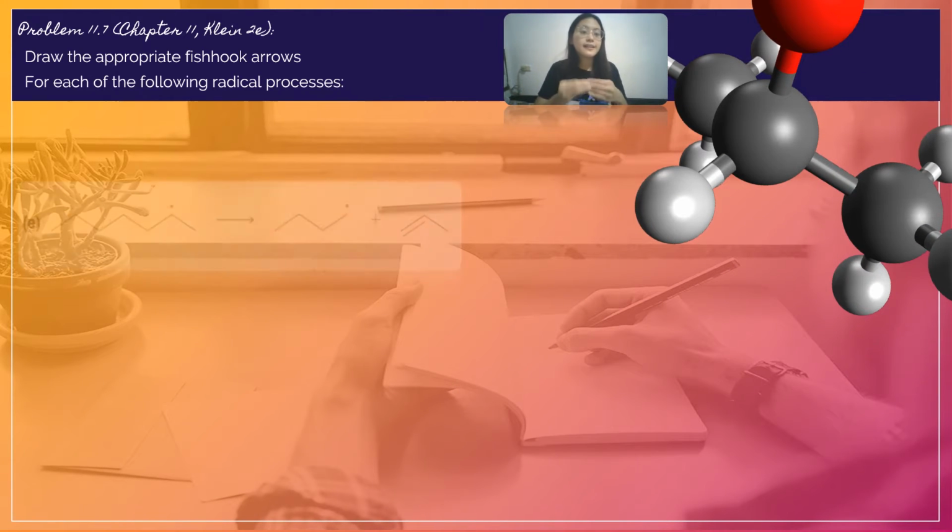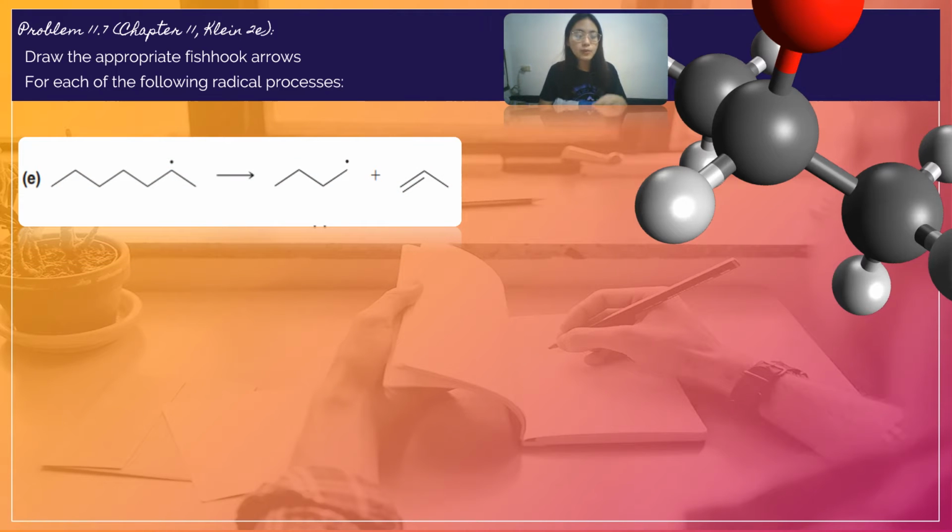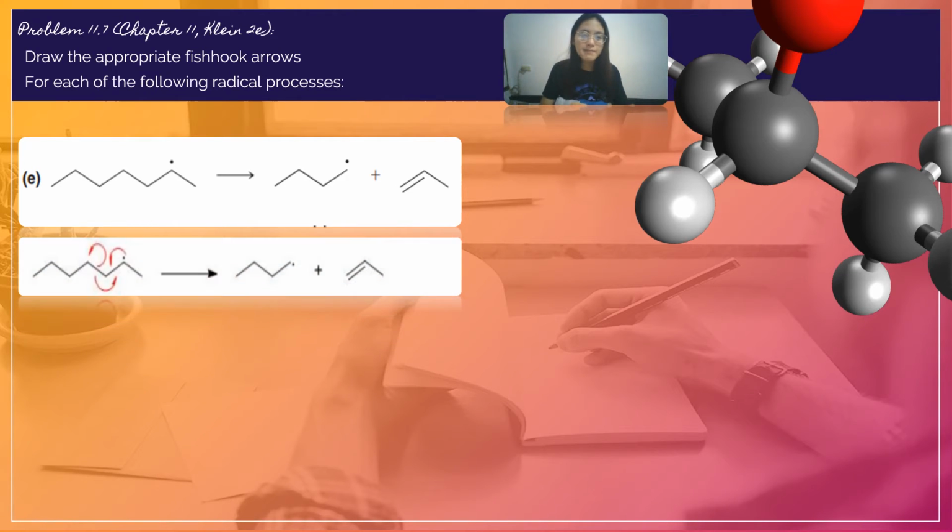Letter E. In this example, we are given only one starting material, an organic radical to be specific. We can identify that the bond being formed is a C=C double bond, the pi bond, and the one being broken is the C-C bond itself. Formation of the C=C pi bond is shown with the two fishhook arrows, one coming from the carbon radical while the other is coming from the neighboring C-C bond.